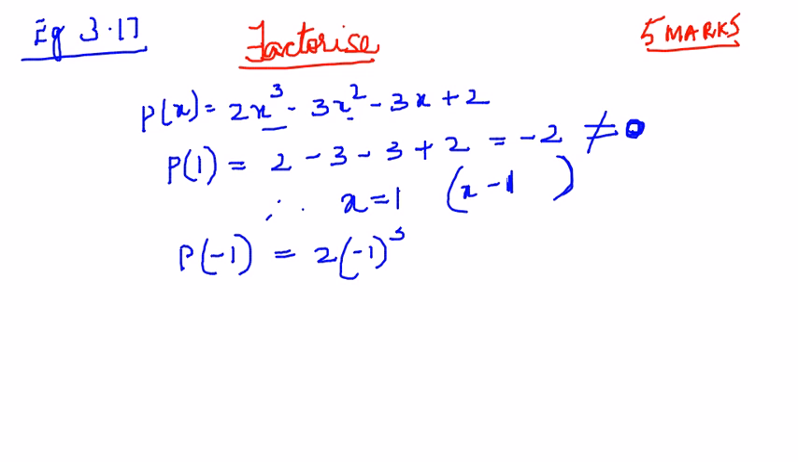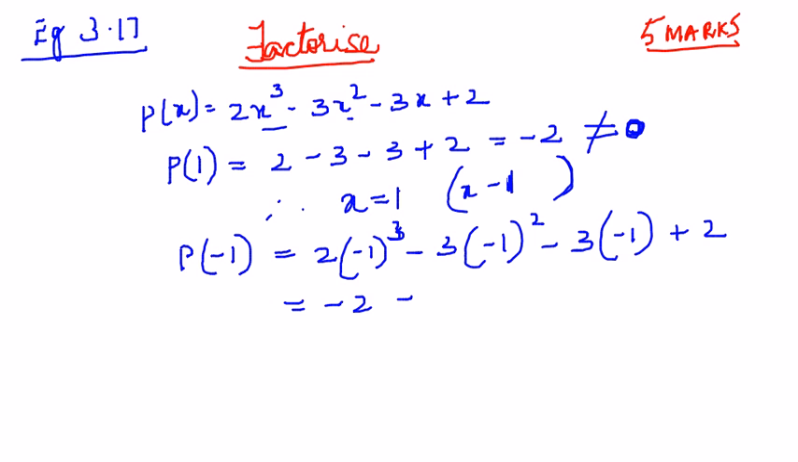So I'm putting minus 1 as a factor here. So it becomes 2 into minus 1 the whole cube, minus 3 into minus 1 the whole squared, minus 3 into minus 1 plus 2. So minus 1 the whole cube is minus 1, right? So it is minus 2. Minus 1 the whole squared is plus 1, so this remains minus 3. And minus 3 into minus 1 is plus 3 and you get plus 2 here. So plus 2 minus 2 cancel aidum, plus 3 minus 3 cancel aidum. So I get p of minus 1 as 0.